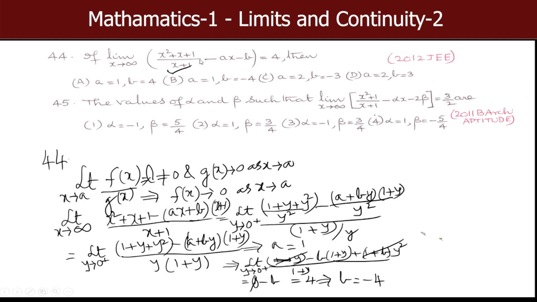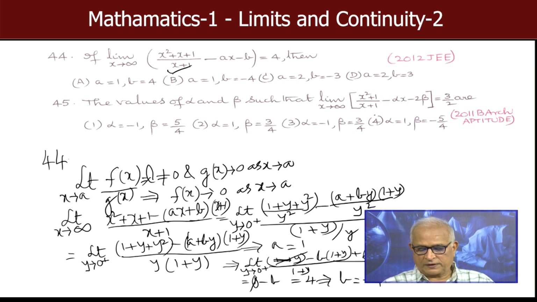So, a equal to 1 and b equal to minus 4, which is the second option. I think you can try the next question also: the values of alpha and beta so that limit x extends to infinity, (x squared plus 1) by (x plus 1) minus alpha x minus 2 beta is equal to 3 by 2, given by these 4 options. You can try this question on the same models as we tried the 44th question. The answer is the fourth option, that is alpha equal to 1 and beta equal to minus 4.